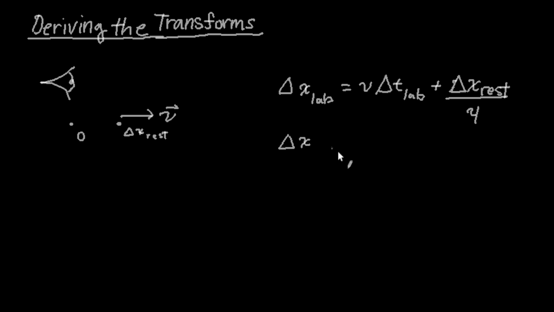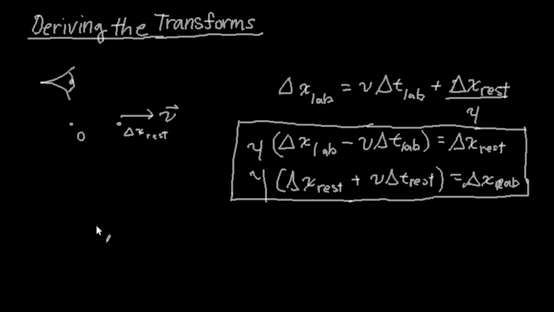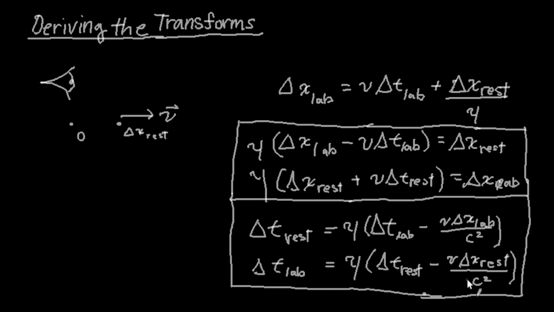So you can get delta x lab minus v delta t lab, times gamma, is equal to delta x in the rest frame. Now we can flip this around from lab frame to rest frame, recognizing the fact that if we have an object that's moving at v in the lab frame, that means that the observer in the lab frame will be moving at minus v with respect to the rest frame. So these are the two Lorentz transformations for distance. Now we can combine these together and we can compute Lorentz transformations in time as well. I'm not going to work through the algebra here, but if we were to work through it, we would find that. So these are the Lorentz transforms.